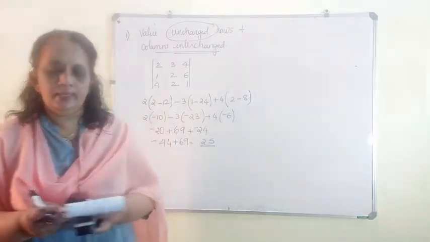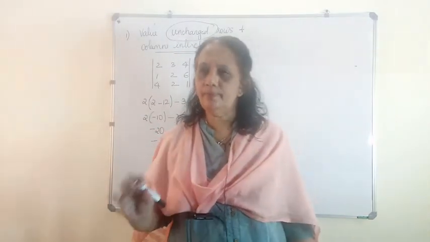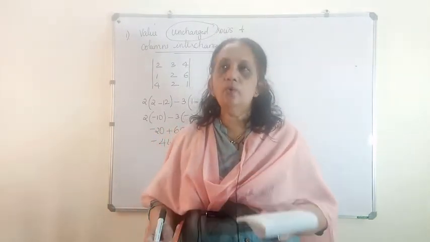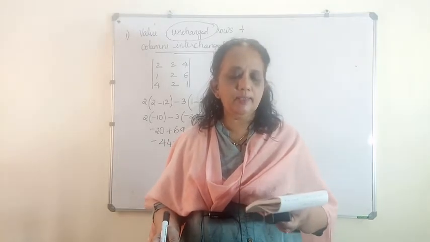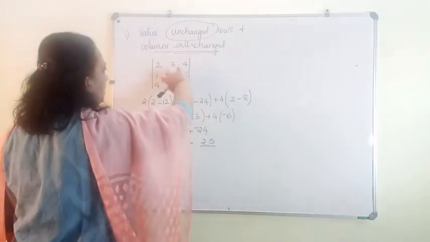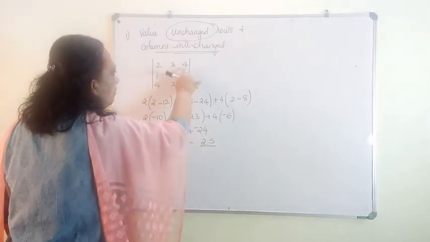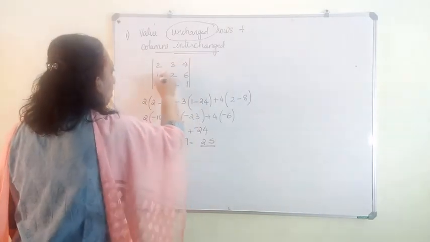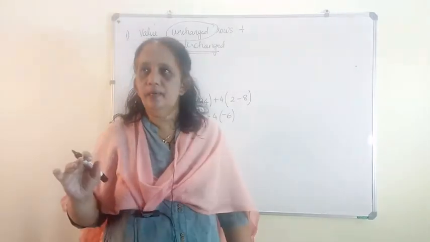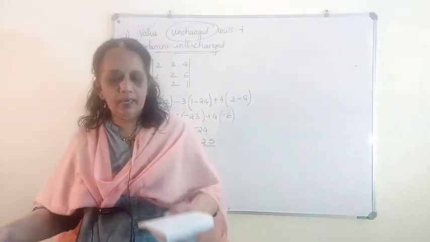The second property is, because all the notes are given in detail, if you don't have the text, don't get upset because notes is provided. You can take down the notes. If any two rows or columns of a determinant are interchanged, then the sign gets interchanged. That means the first row becomes the second row and the second row becomes the first row. If these two rows or these two columns are interchanged, what will happen? The sign of the determinant changes. If one value is positive, the other value will be negative and so on.